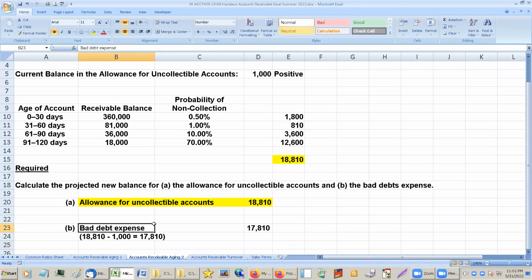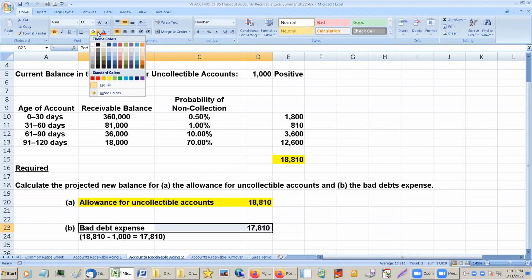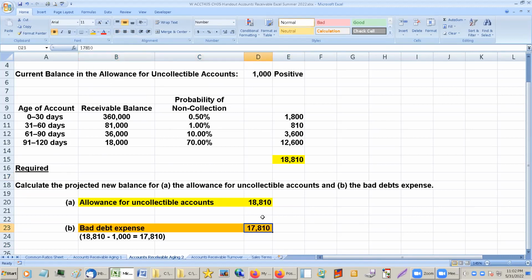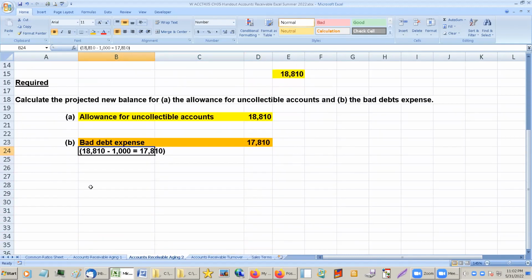And our reason for that is that we already have 1,000 too much in that account. So because we have 1,000 too much in that account, we have to come down here and say, okay, we need the allowance to be 18,010, but we only need to expense 17,000 because it's already 1,000 still sitting in that account. Is that it for that one? That is it for that.